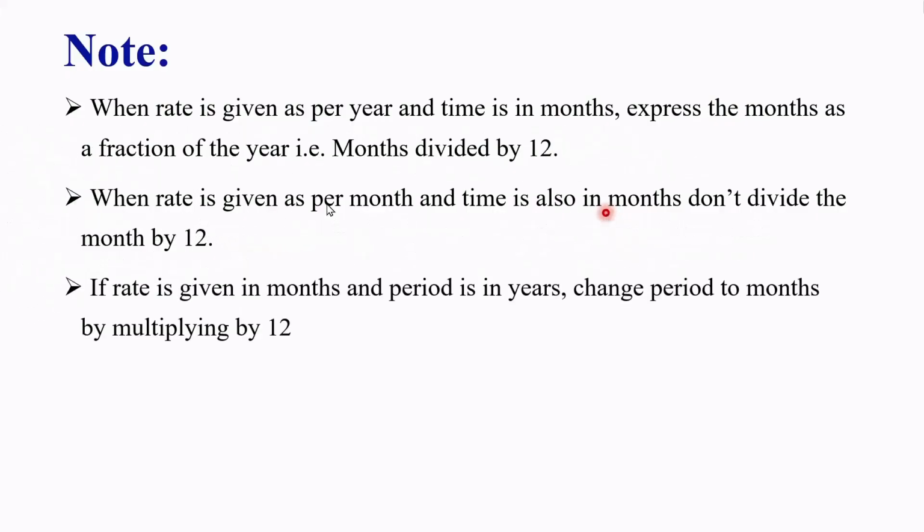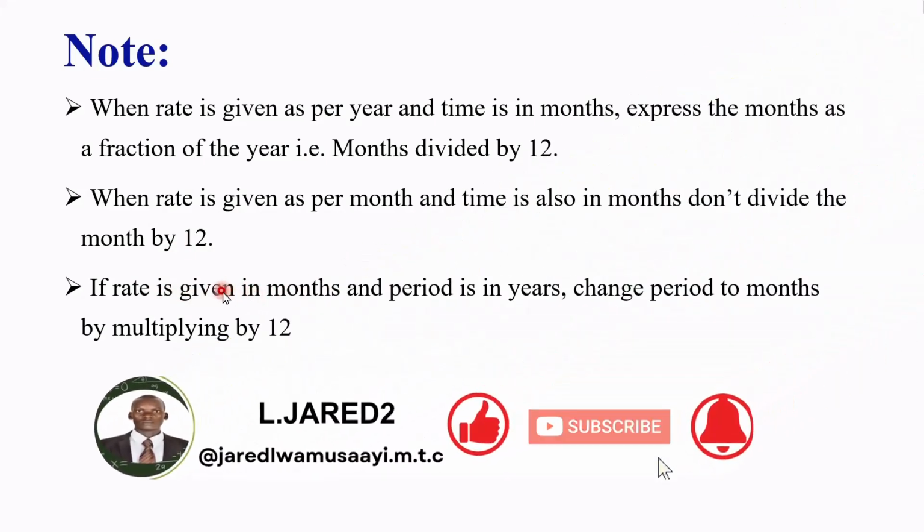Then bullet number 3. We are saying that if the rate is given in months and the period is in years, then we change the period to months by multiplying by 12. So the rate is given in months, for example 20% per month, and yet the period is in years. So we convert from years to months by multiplying by 12. Or the other way around, by changing the rate from per month to per year, or per annum, simply the same by multiplying by 12.